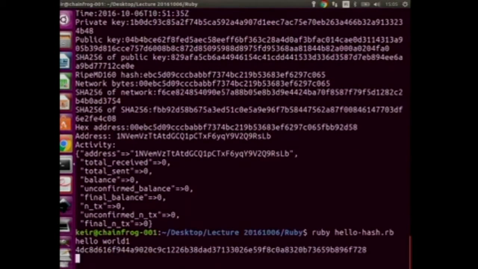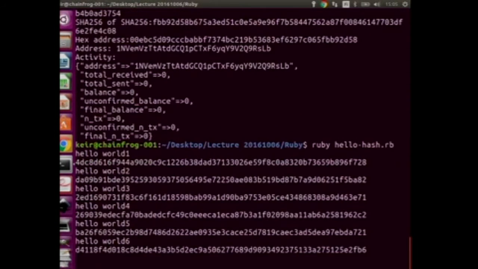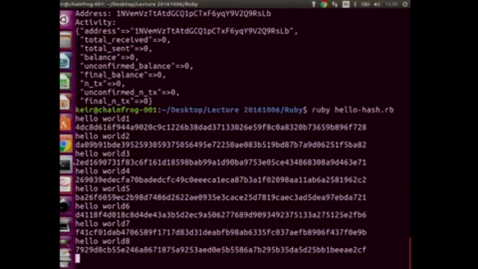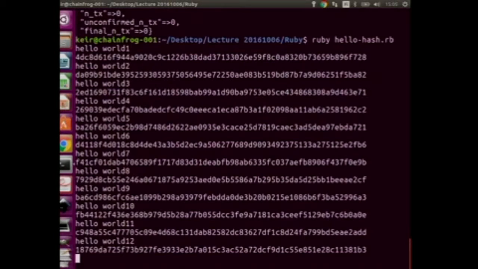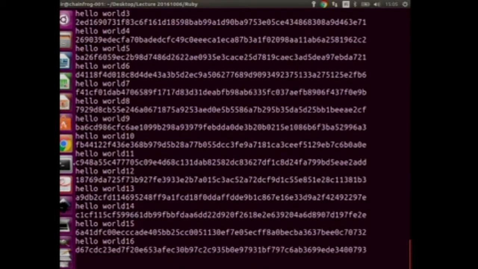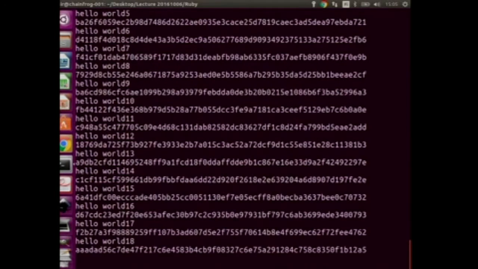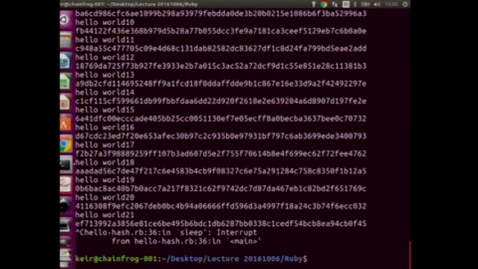So hello world 1, 2, 3 doesn't do it, 4 doesn't do it. This keeps running along. I put a 1 second delay in, by the way, because my computer's not that slow. But there we go, 17, 18, and 19. There we go. So it took 19 goes to find a hash starting with a 0, which would make that a smaller number than all the other numbers we've had.